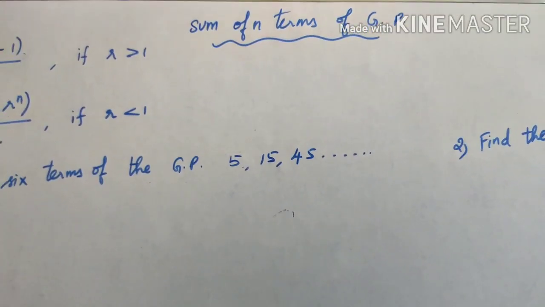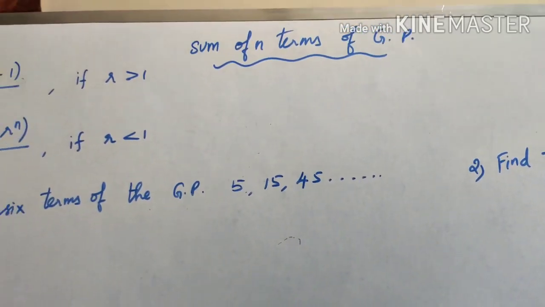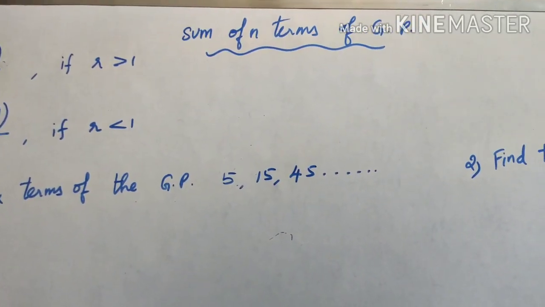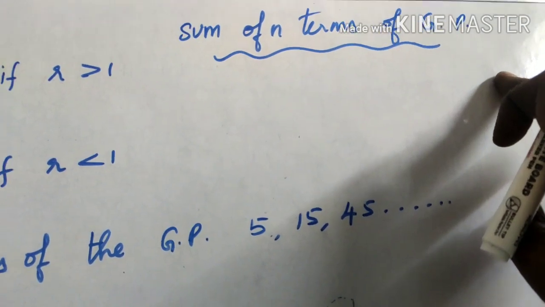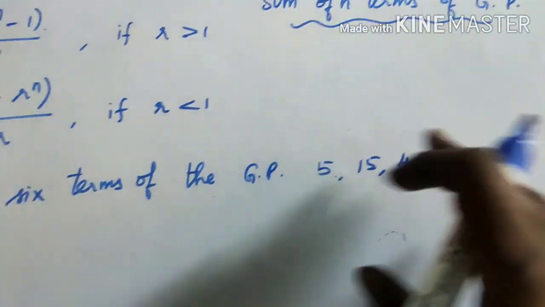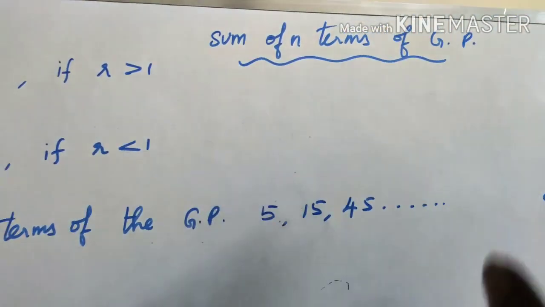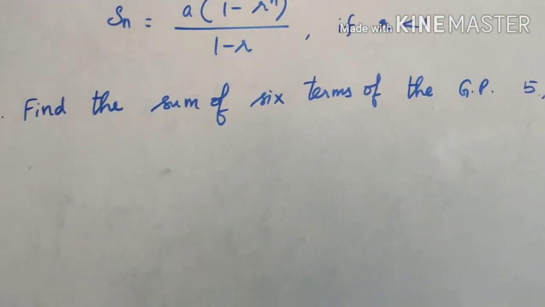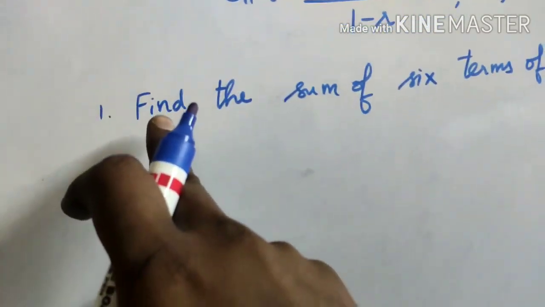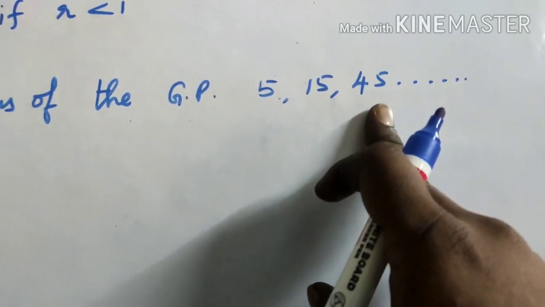Hi students, this week we are going to see how to find the sum of n terms of a GP, that is, how to find the total sum of the terms of the GP. See here, for example, find the sum of 6 terms of the GP 5, 15, 45, and so on.